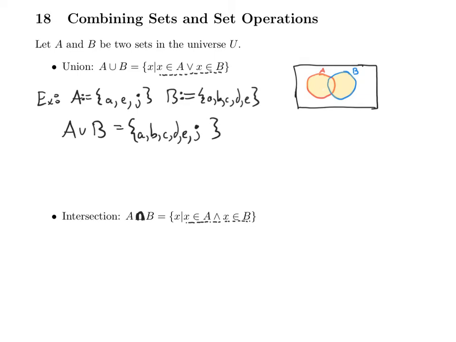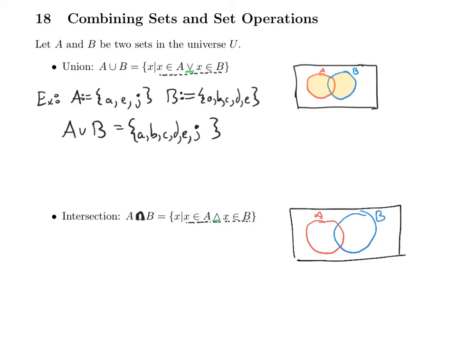The intersection, rather than the or, it switches to an and. We want things that are in both sets. So again, let me draw a little Venn diagram here. Same idea. There's our universe. There's our set A. There's our set B. Now, the intersection this time is going to be the elements in common, that they're in A and B. So that is all of this stuff here. So there is the intersection.